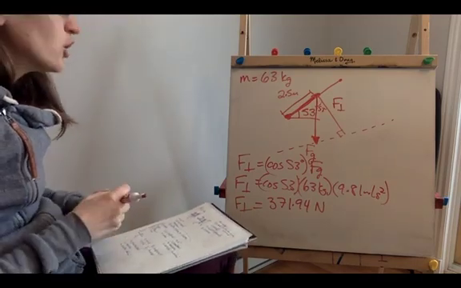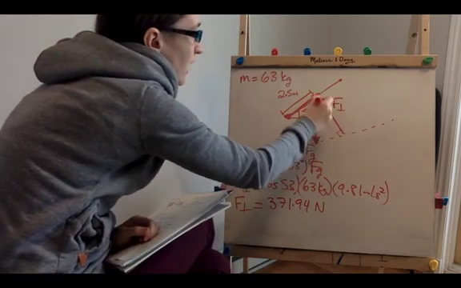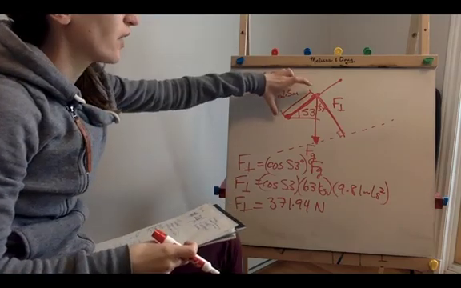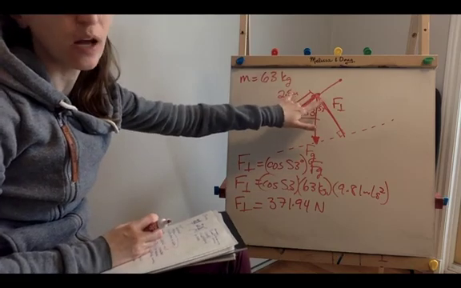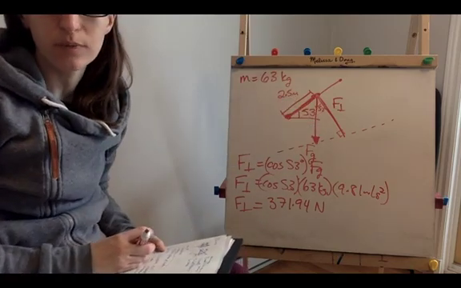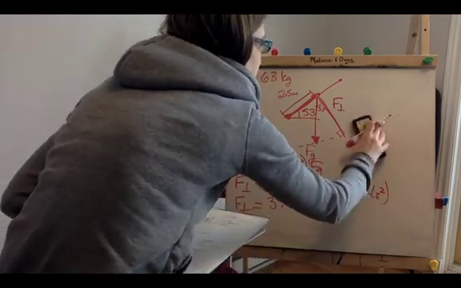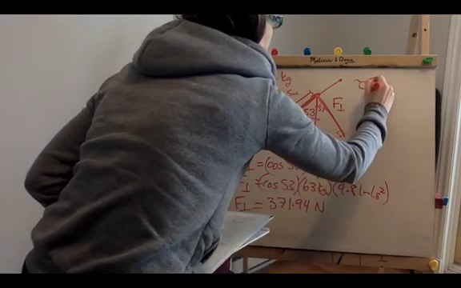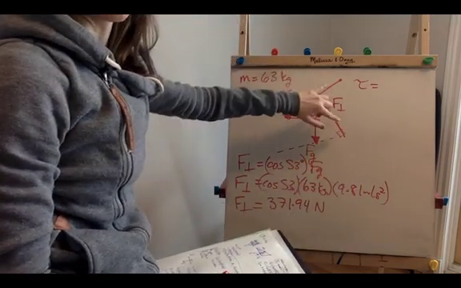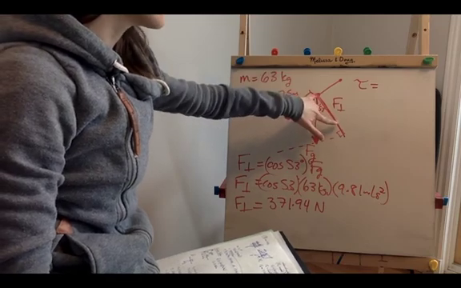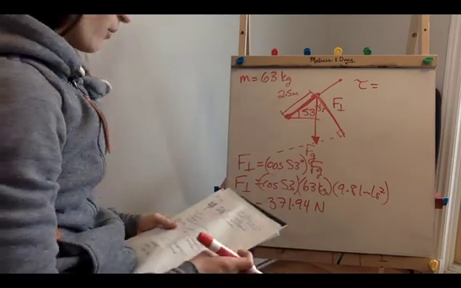We've been asked for the torque, right? So now that we have this value, our force that's actually perpendicular with our lever arm, we can multiply those together to get torque. So again, as long as our lever arm and our force are perpendicular, we can find the torque by multiplying those together.